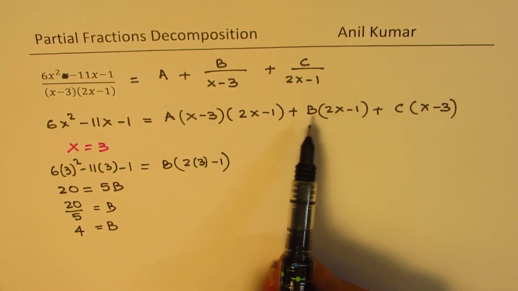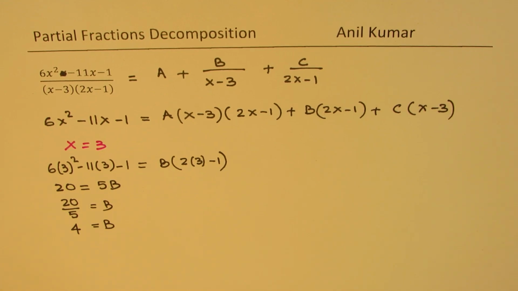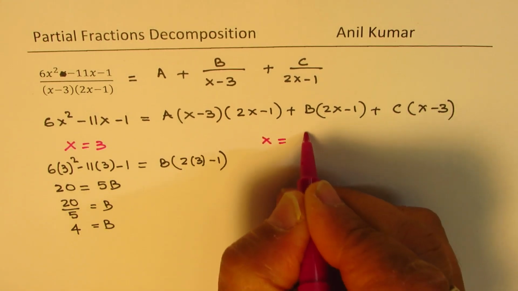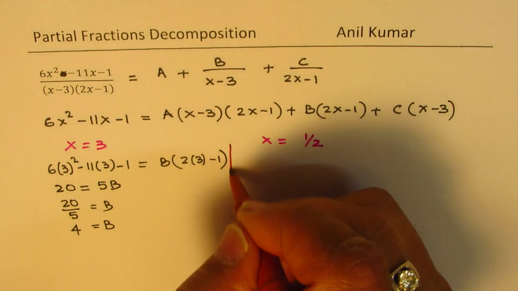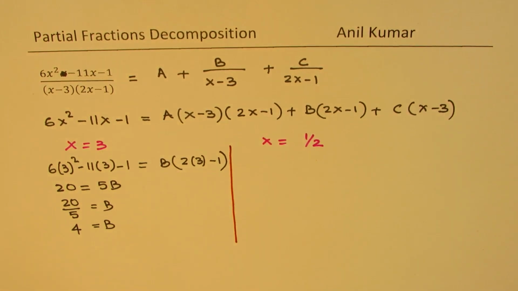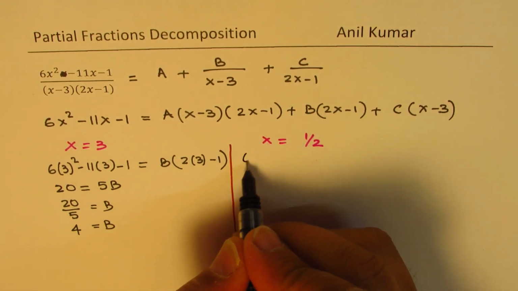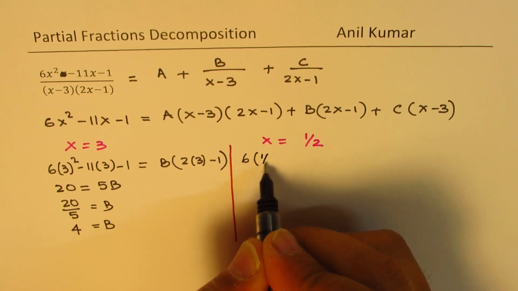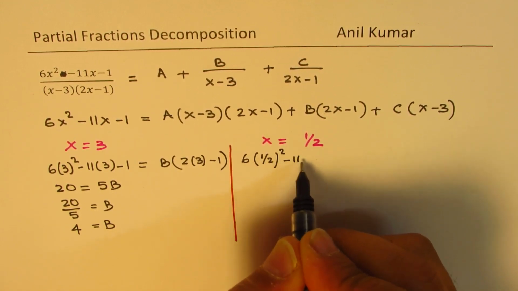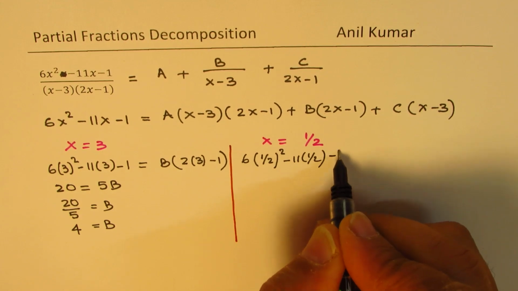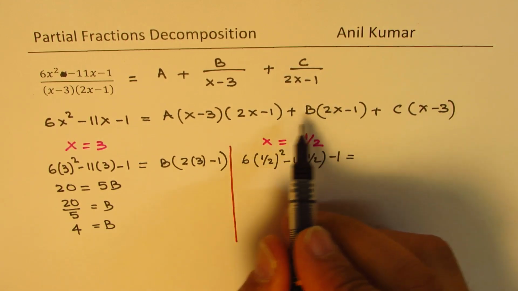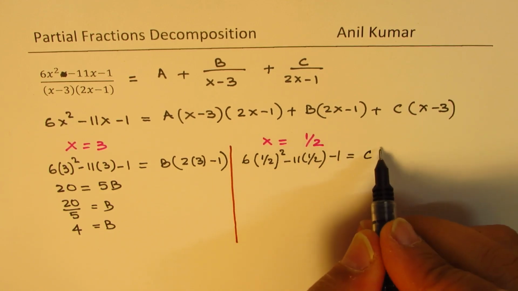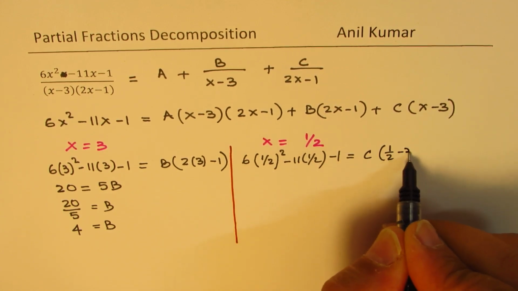Now we can substitute half, right? So let me do x equals half. If I do x equals half, what do I get? Here we get 6 times half squared minus 11 times half minus 1 equals, now a and b both have coefficients that become 0, so we get c times half minus 3, correct?